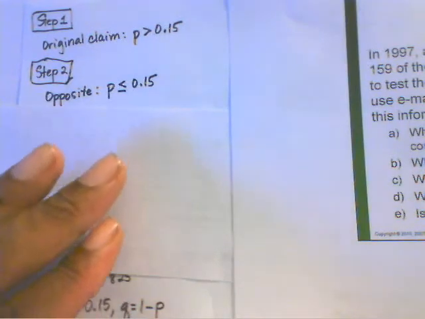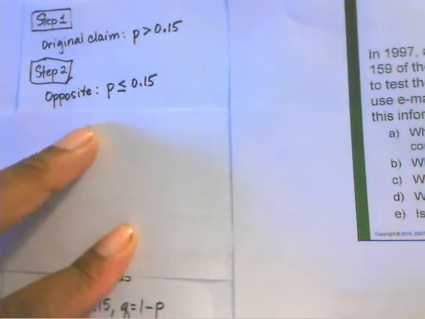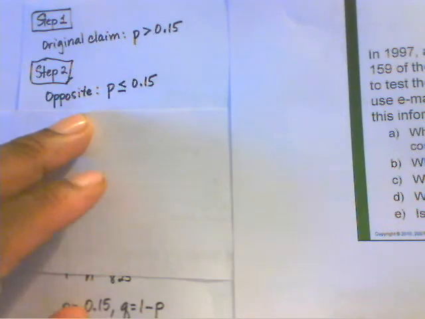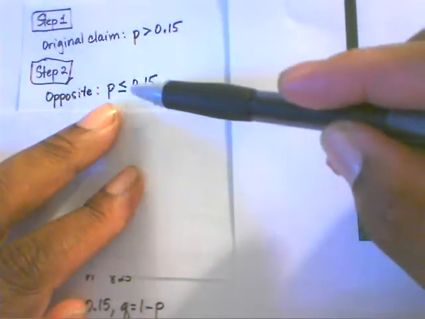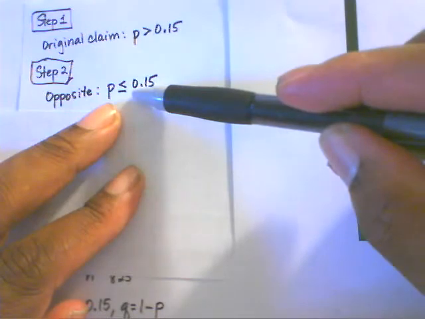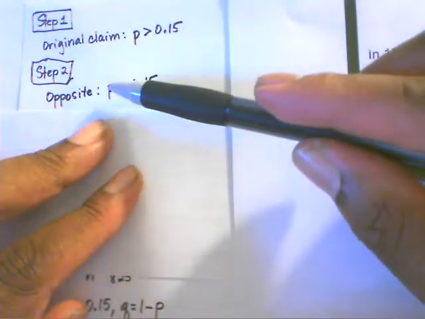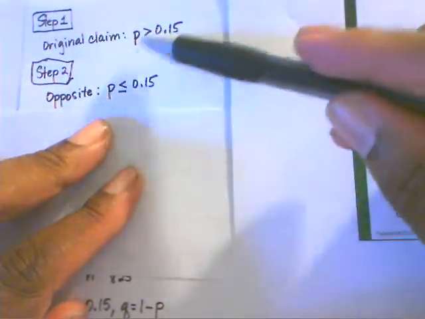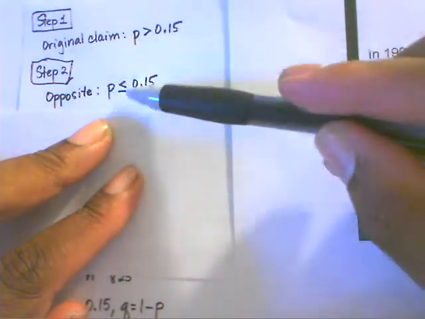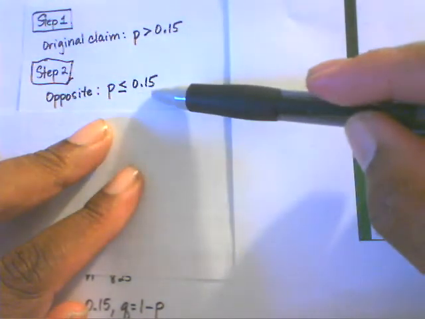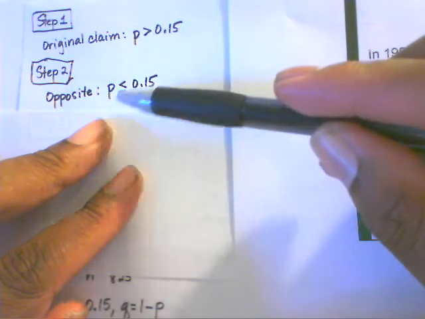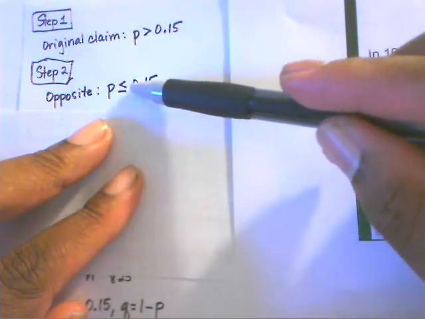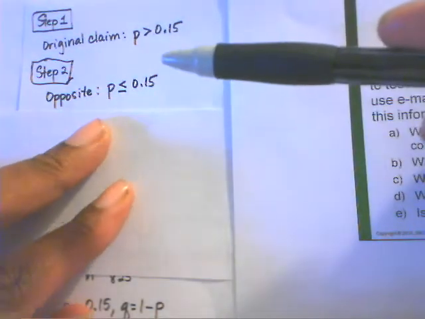Now here's step number 2, stating the opposite of the claim. The opposite of greater than will be less than or equal to. We use p as the proportion because we're dealing with a proportion anyway. So the opposite of that claim will be p is less than or equal to 0.15.